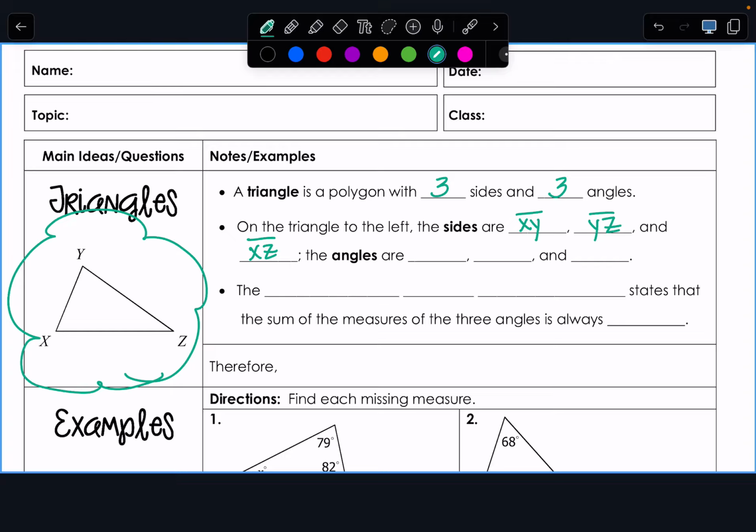Okay. It's only going to take us 1 letter to name an angle, okay? So we have angle X, angle Y, and angle Z. It's an angle sign. It looks like a slanted L, but it means angle.